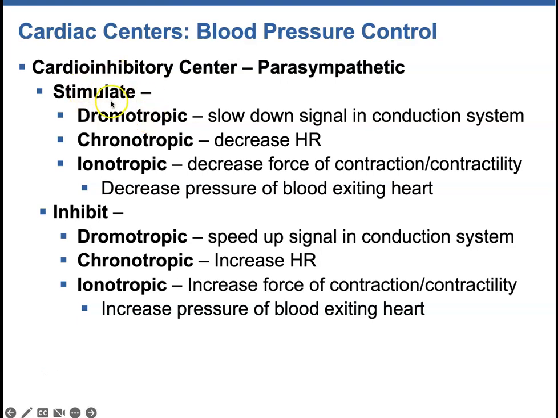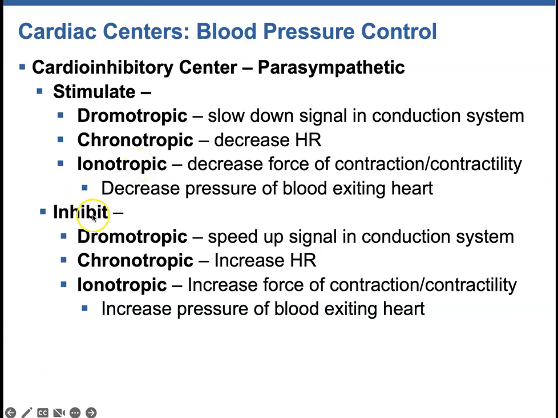So, if we stimulate parasympathetic, that is dromotropic, slow down the actual signal. Inhibit chronotropic, decrease heart rate. Heart cells depolarize less frequently. And we also decrease contractility.